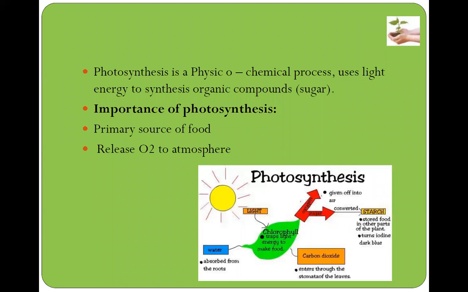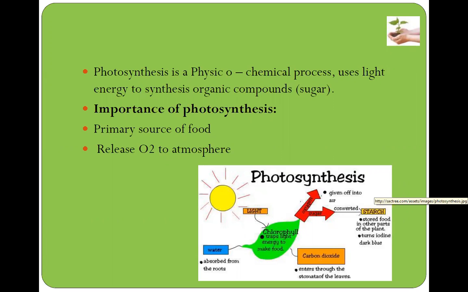Now, what exactly is the importance of photosynthesis, right? So we will see what is the importance. So first, photosynthesis is said to be the primary source of food, right? That means whatever food a plant needs has been given by photosynthesis. That is, upon the occurrence of photosynthesis, the food is being produced inside the plant body. Next, it releases oxygen to the atmosphere, right?